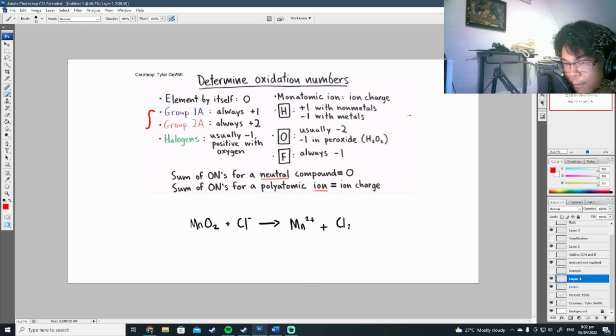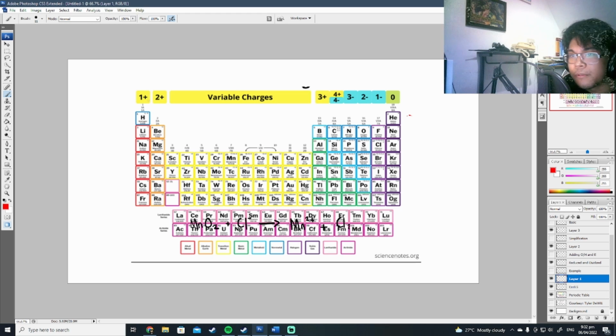These rules I can explain with a periodic table. So let's move to a periodic table right here. This is group 1, this is group 2. The rule states that if it belongs in group 1, the charge will always be positive 1. So if it's in this column right here, the charge is positive 1. Remember that? And if it's in this column right here, the charge is positive 2. So remember that this is group 1 and this is group 2.